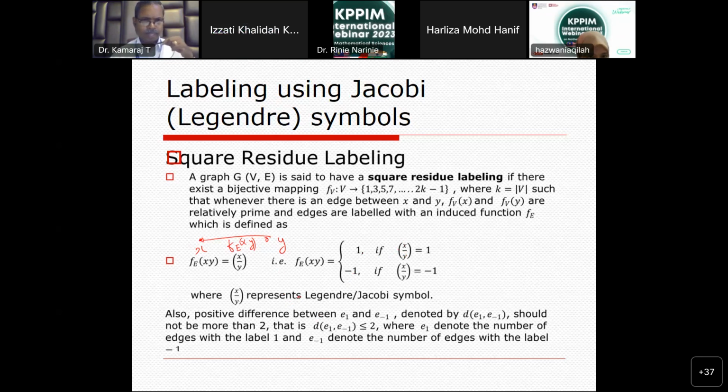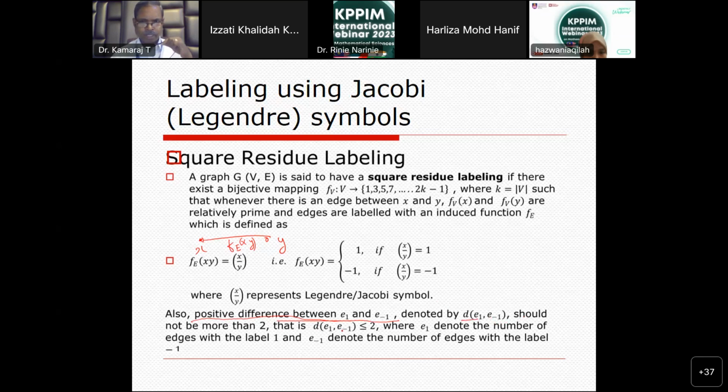And not only this labeling, but it has some restriction, so that we cannot freely assign the labels for every edge like this. We also have to consider one more restriction in this labeling. What is that? The positive difference between E1 and E minus 1, which I am calling D of E1 comma E minus 1.